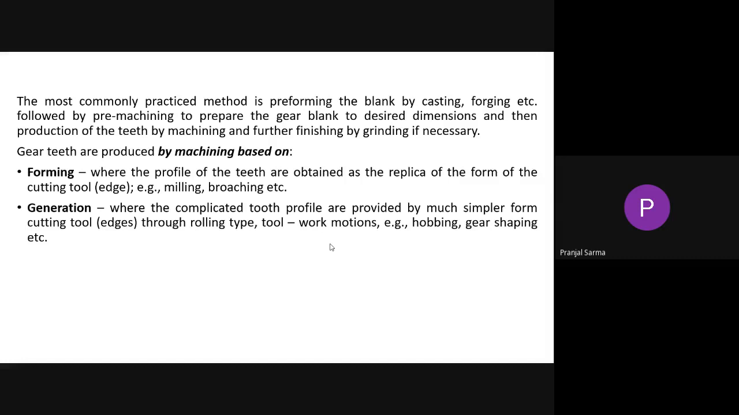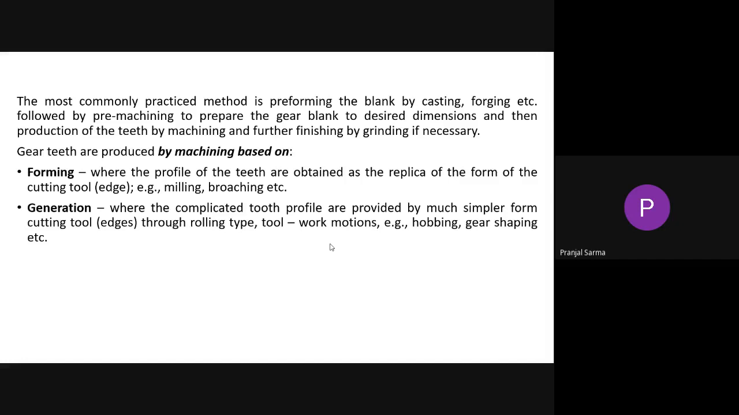Initially we produce the gear blank, and then on that preformed gear blank, the production of teeth by a machining process is carried out. After we produce the teeth, it is generally followed by a finishing process by grinding or other processes like shaving. These gear teeth are generally produced by machining. Why are we talking about machining? Because machining is one of the most versatile manufacturing processes for gears.